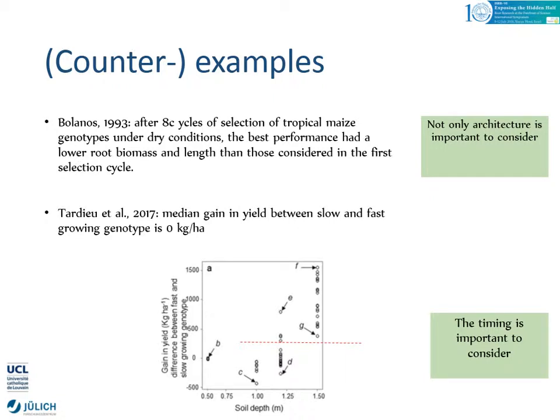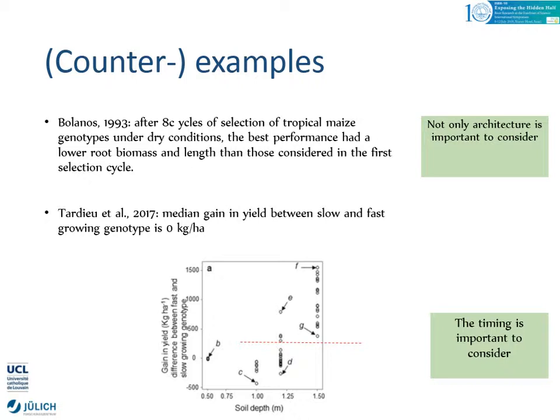So these ideotypes, or these optimal breeding schemes, focused a lot on increasing root depth. But for instance, if you read Bolaños in '93, he did 8 cycles of selection of tropical maize genotypes under dry condition, and he observed that after the 8th cycle, the root biomass and length were smaller in the high performance maize, meaning that root total architecture was not the main trait to ensure yield. So architecture is not the only trait to consider.